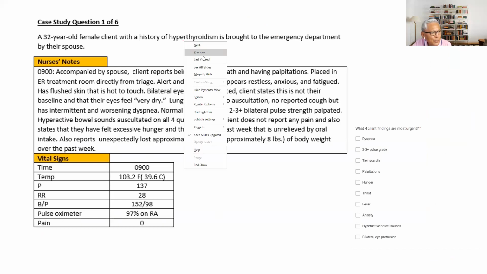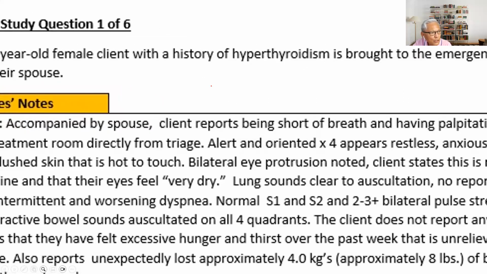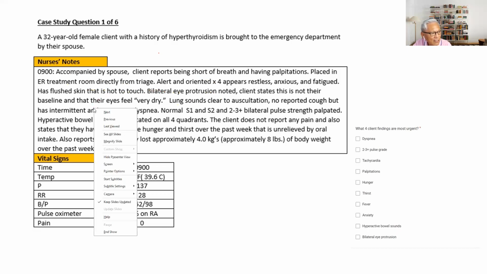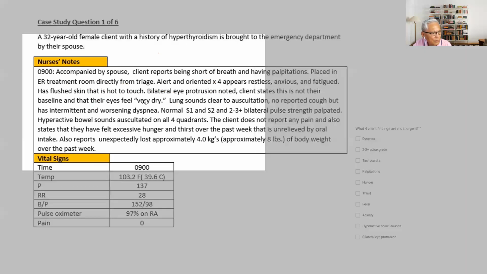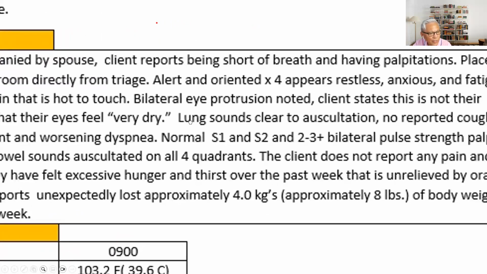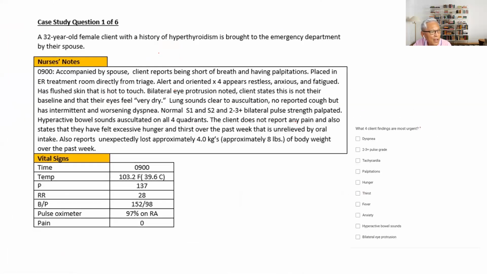This is a 32-year-old female with a history of hypothyroidism brought to the emergency room by their spouse. At 9 o'clock, accompanied by the spouse, client reports being short of breath and having palpitations, placed in the ER treatment room directly from triage. Alert and oriented ×4, appears restless, anxious, and fatigued, has flushed skin that is hot to touch. Oh, okay, so it's hot to touch.